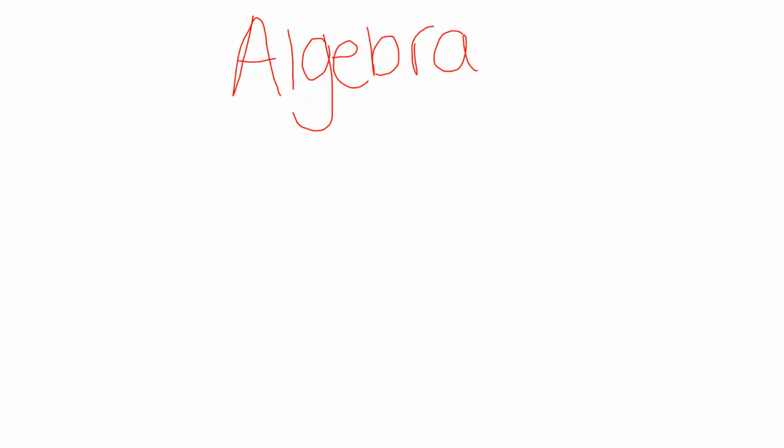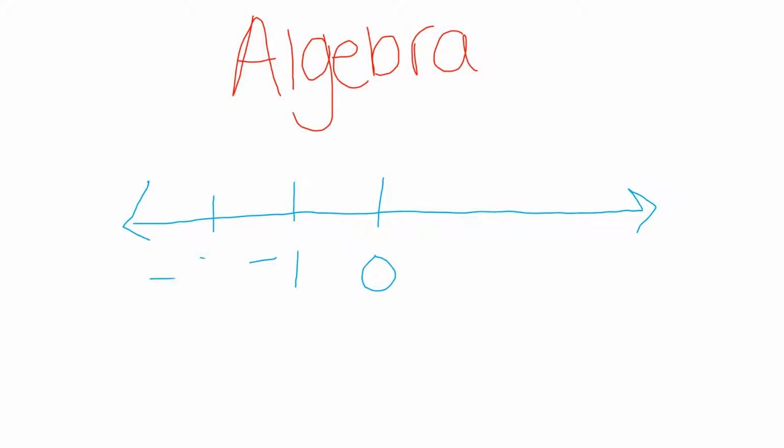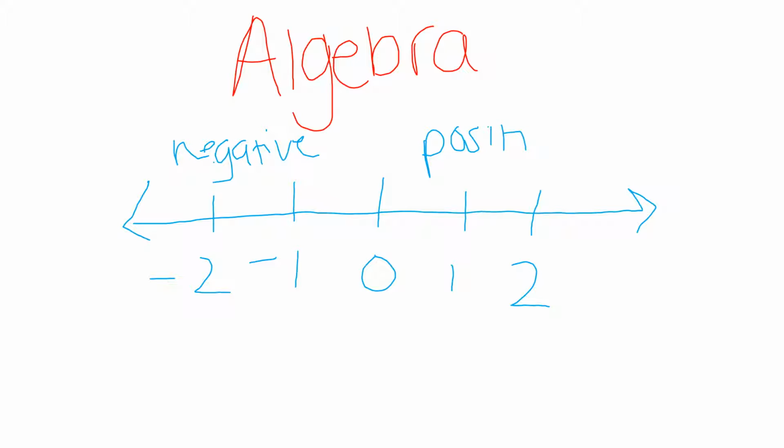Let's look at a number line. We have 0 in the middle, -1, -2, 1, 2. Our signs of our numbers are based on where they sit in the number line. If they come before 0, they're going to be negative. And if they come after 0, they're going to be positive. That's kind of all it comes down to. We have negative numbers, we have positive numbers.